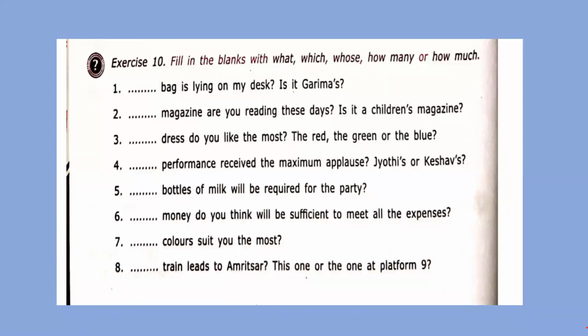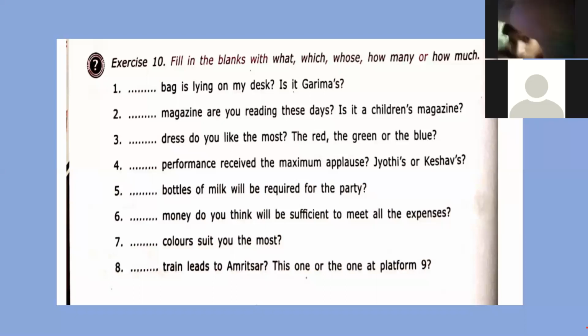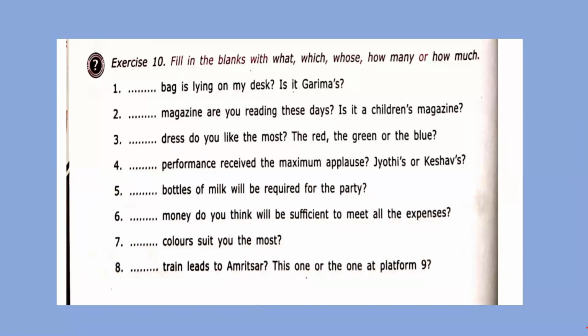Yes, right answer. Now it's the last sentence: train leads to Amritsar. So in this also we want to be exact. So what will come here? Varsha, you please tell me. Good morning, sir. Very good morning, Varsha. What will come here? Sir, which. Very good, because we want to be exact. So which train leads to Amritsar? Very good. You all have given the right answers. Now please come to the next part. Please put your hands down.